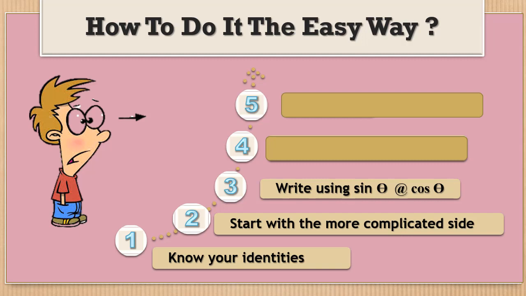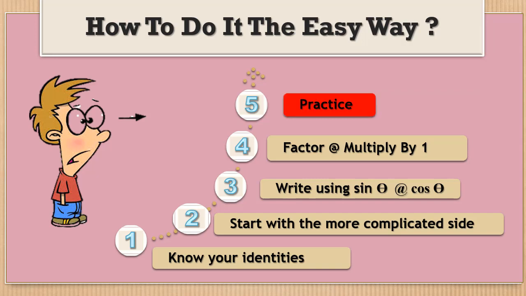You may also factor or multiply by a 1 to change how a fraction looks. What I mean by that is we might multiply by expressions like cosine plus 1 over cosine plus 1. And of course, my last tip is you need to practice verifying this as much as possible. The more you practice, the easier it will get, and the more relationships you will see to connect both sides.